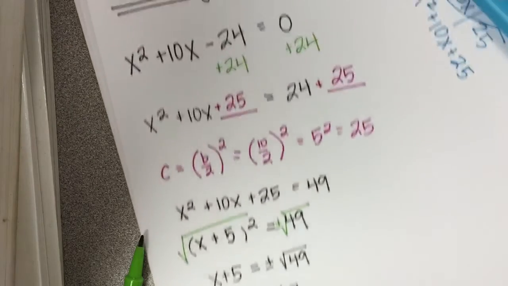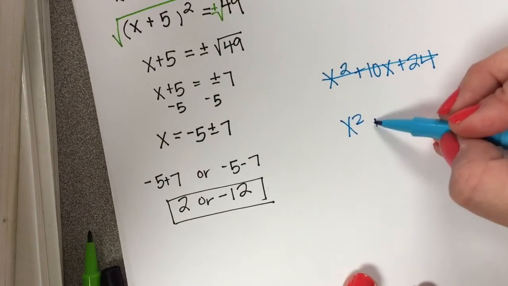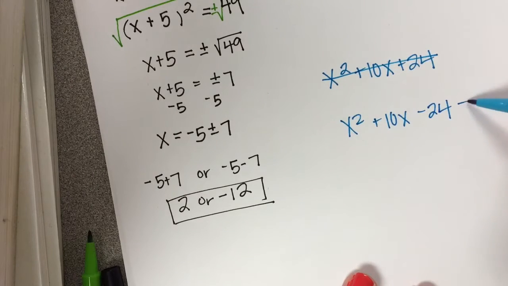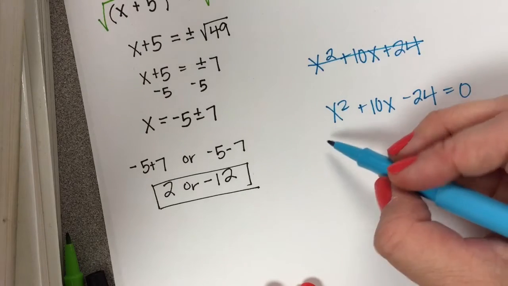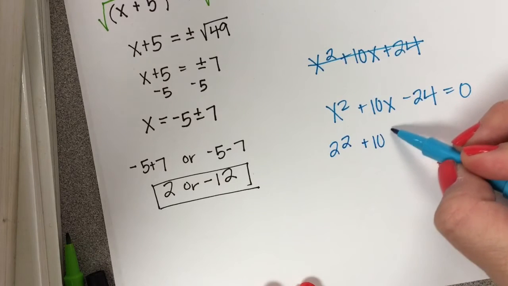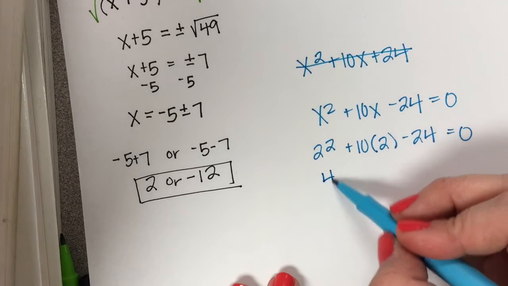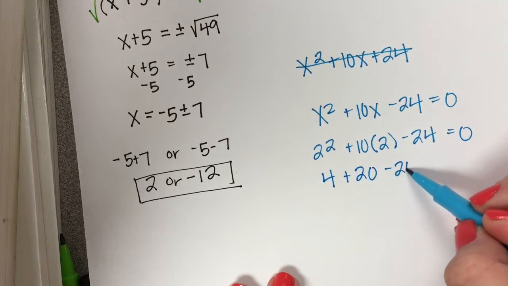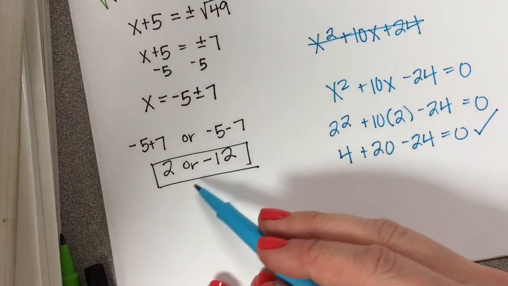And if we look back, the original equation is x squared plus 10x minus 24. Let me rewrite it down here. X squared plus 10x minus 24 equals 0. So with either one of these numbers, I should be able to plug it in and still get 0. So 2 squared plus 10 times 2 minus 24 equals 0. So that's 4 plus 20 minus 24 is 0, which is true because this is 24 minus 24. So my first solution of 2 works.